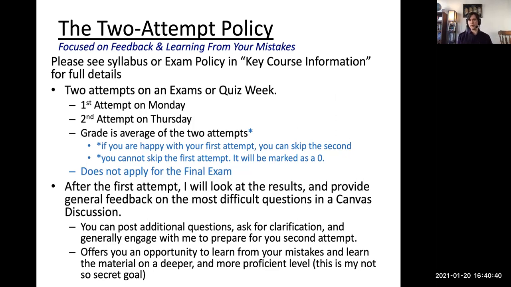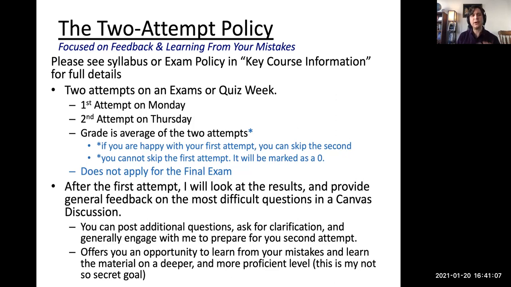The way the grading works is as follows. If you're happy with your first attempt, skip the second attempt. However, the first attempt is a must. If you skip the first attempt, that gets you a 0 on the first attempt. So let's assume you're going to do both attempts. You want to improve your grade.